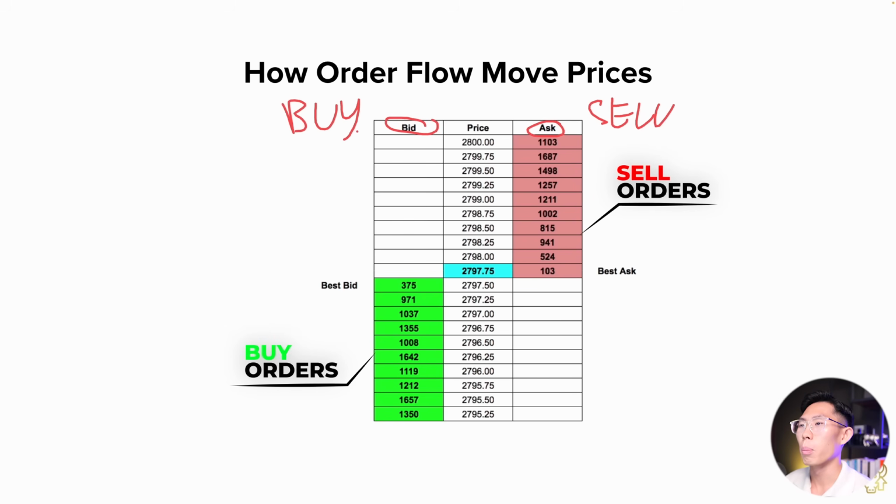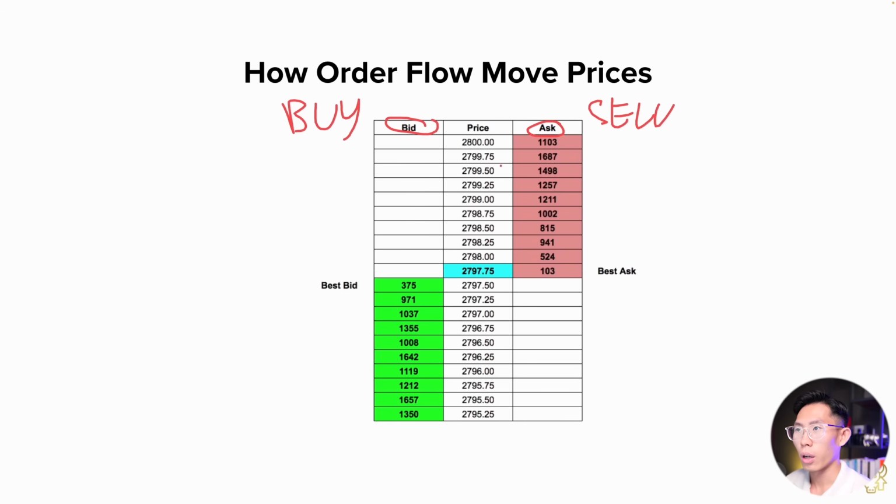Okay? But here's the tricky part, right? These numbers right here represent the amount of orders at the specific price. So this is essentially 1,103 sell orders at this price. And then this is 1,687 sell orders at this price. But you can see, this is the market price. This is where the market currently is right now. This is the price of a specific asset right now.